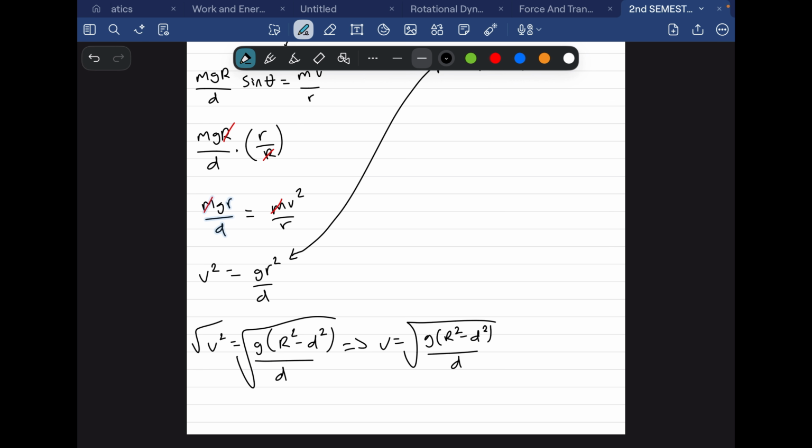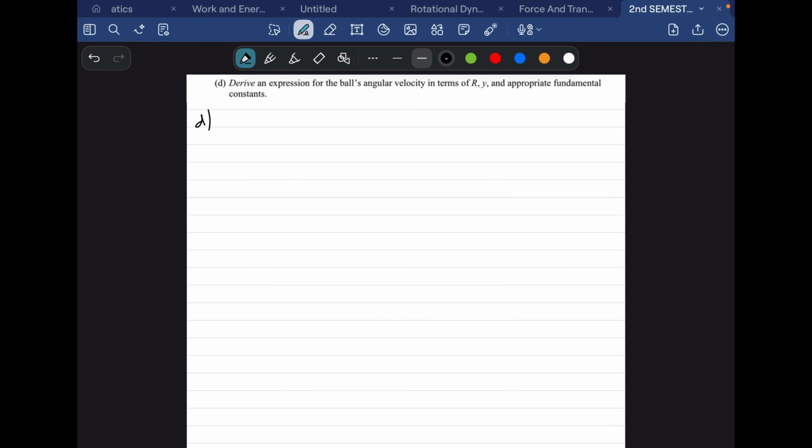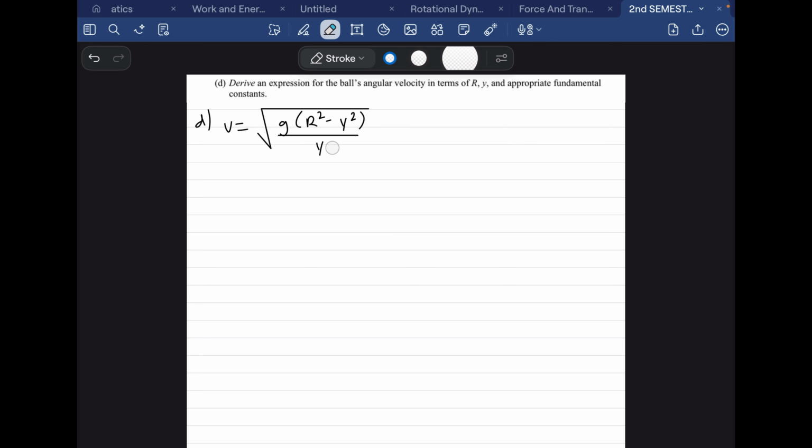But then in their given equation it is y. So looking at the second diagram, we would assume that d is equal to y, right? So I'll replace all of my d with y. So v is equal to radical g times R squared minus y squared over y, and that should match the given equation. So in part C, we found that v is equal to radical g times capital R squared minus y squared over y, right?